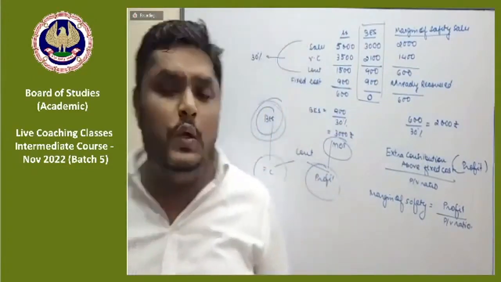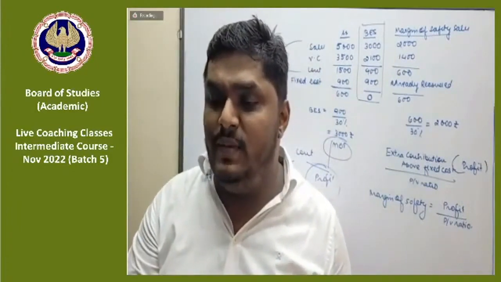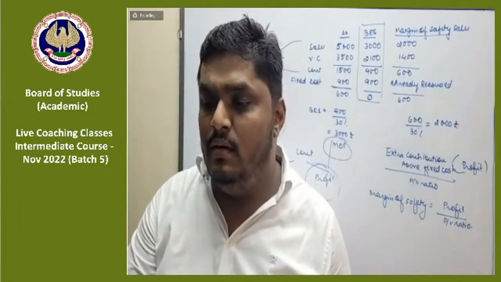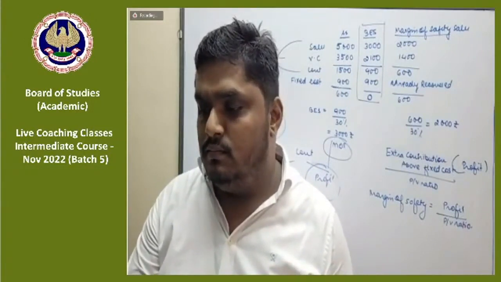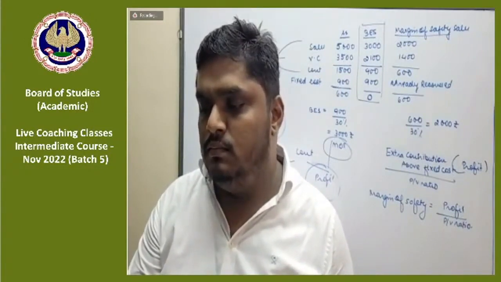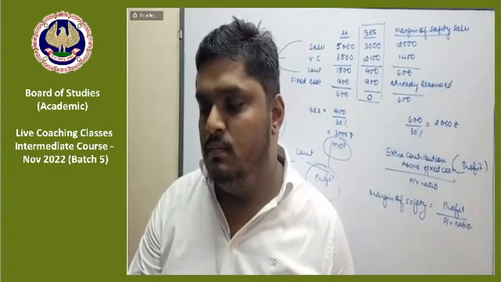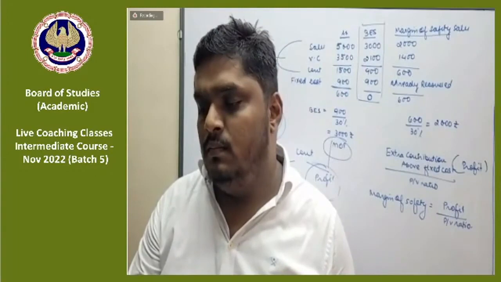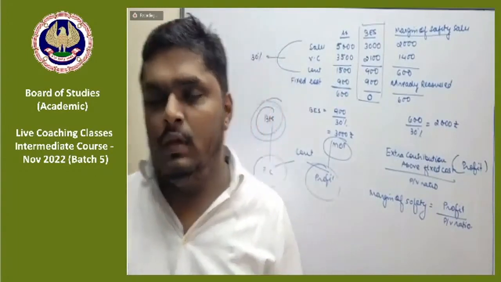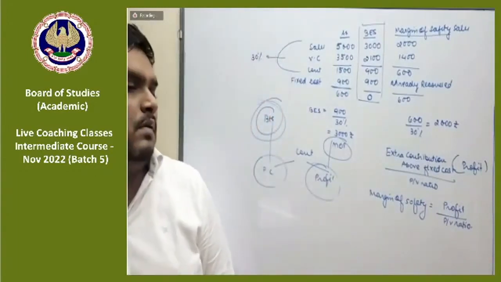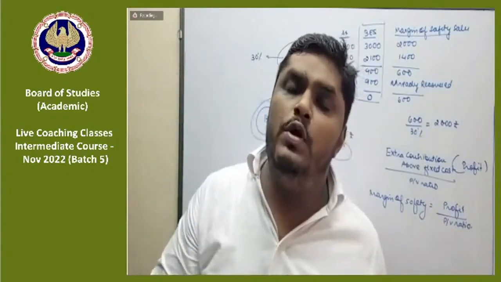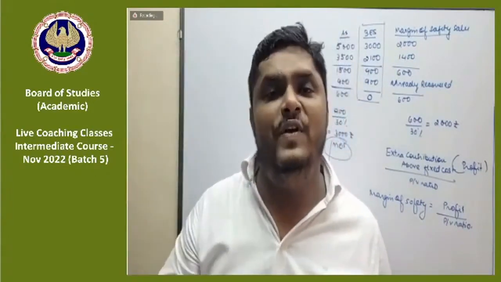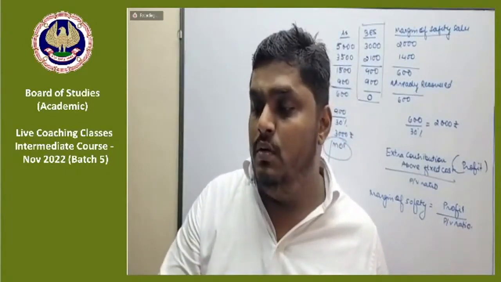So if you guys have any queries in this part, you can ask me. Waiting for your queries, guys. You can write the explanation in your notebook, the logic behind profit divided by PV ratio.